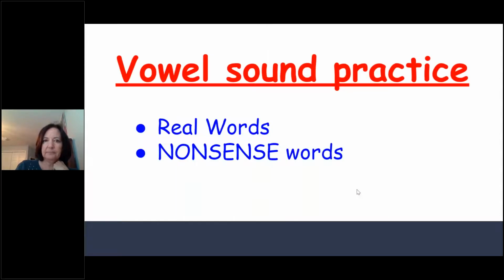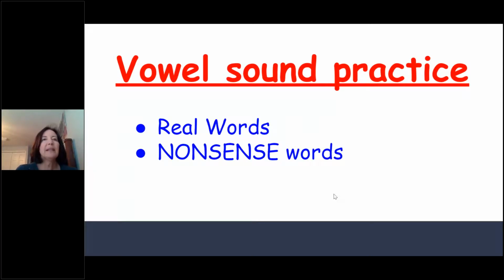Weird. Okay, we have a lot of vowel sound practice in front of us. I have two different types of practice. We've got real words that we're going to practice, and we've got nonsense words. In my experience, when you're reading the real words, you're going to do very well. Your brain has already memorized literally thousands and thousands of words. And so your brain will look at the word and it won't need to rely on the strategies to figure out how to say the word correctly.